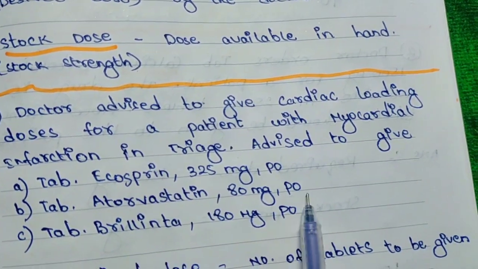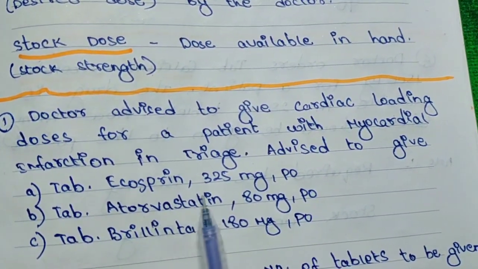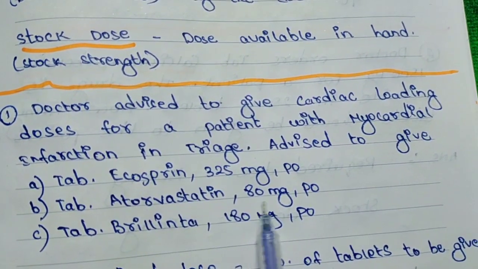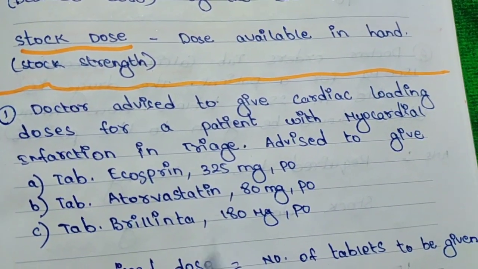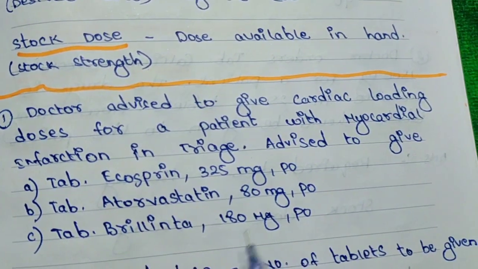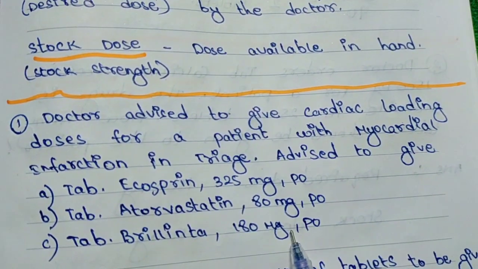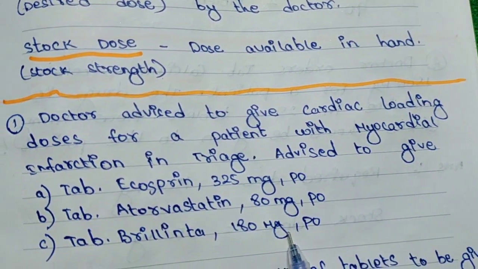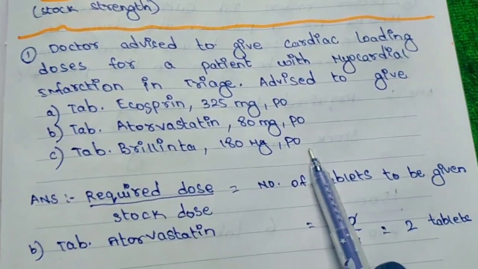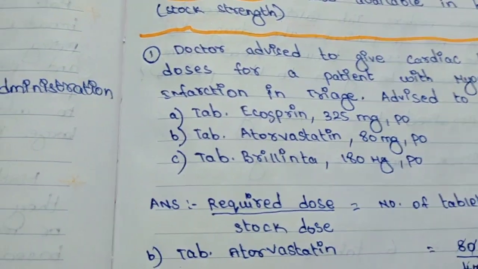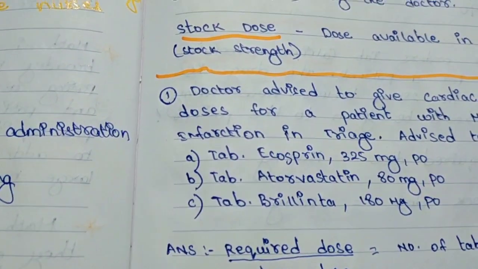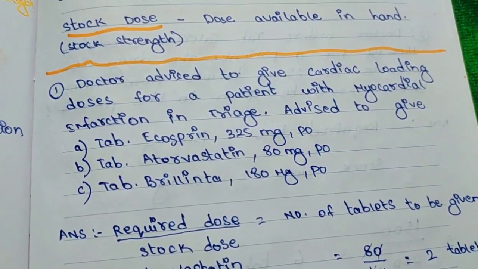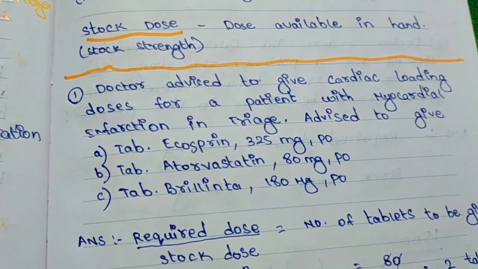Okay, and the doctor advised to give tab ecosprin 325 mg, tab atorvastatin 80 mg, and tab brilinta 180 mg. Okay, so this is the cardiac loading dose advised by the doctor for a patient of myocardial infarction in triage. So remember guys, these formulas should be memorized and understood by each and every nurse, and a number of times we have to do mental calculation.